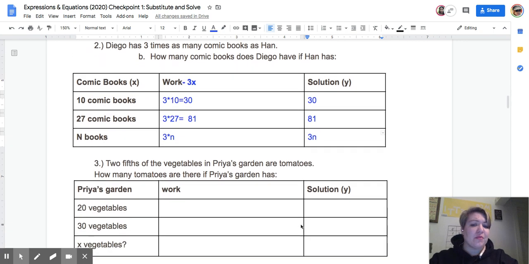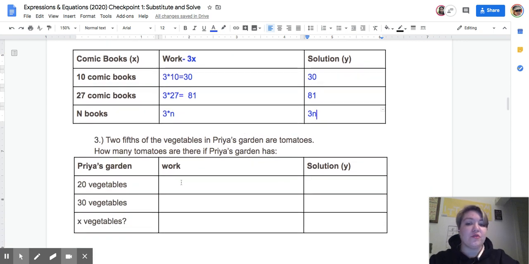Our last problem is a little more difficult, and I'm going to have you try putting in the work part on your own. 2/5 of the vegetables in Priya's garden are tomatoes. So I know that 2/5 of the garden, and we can see that we're using X for the garden. I'm going to do 2/5 times X is what we're focusing on.